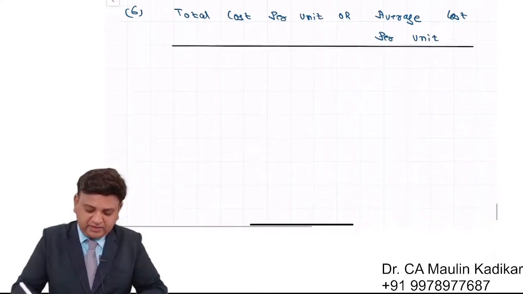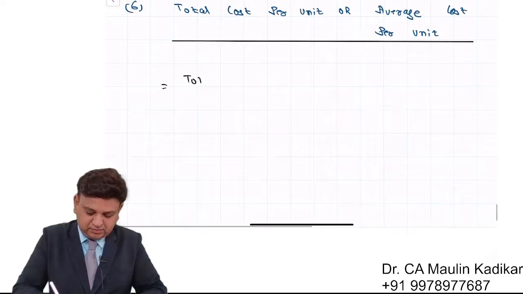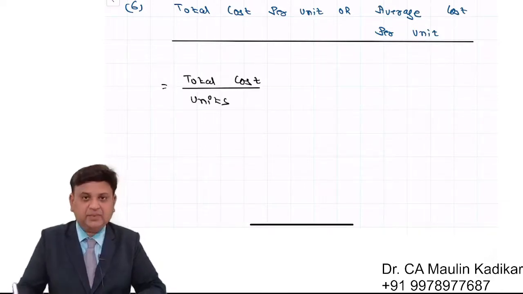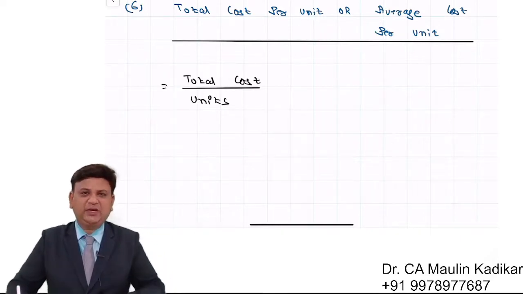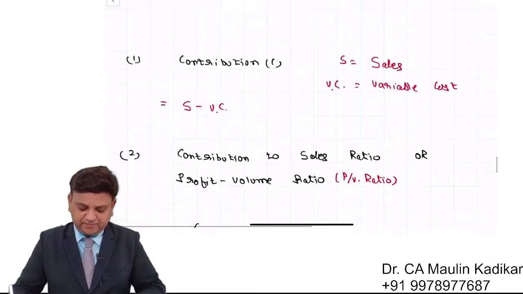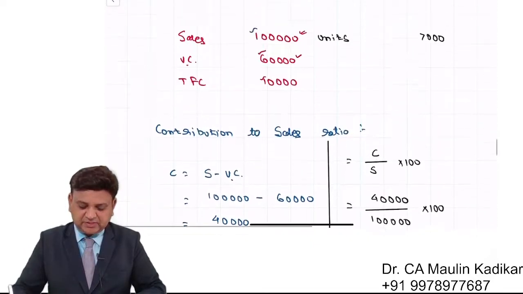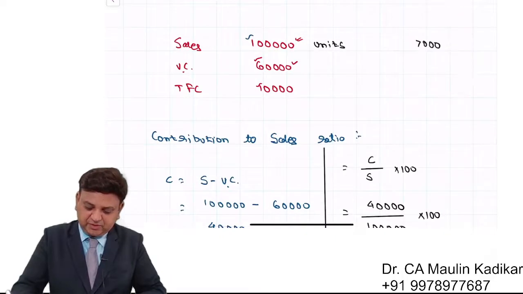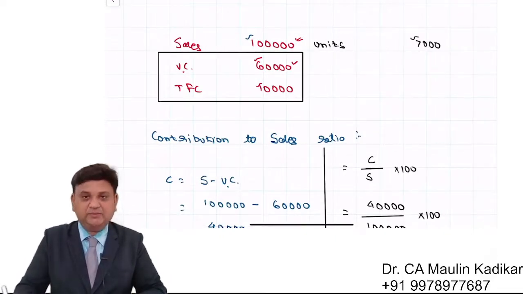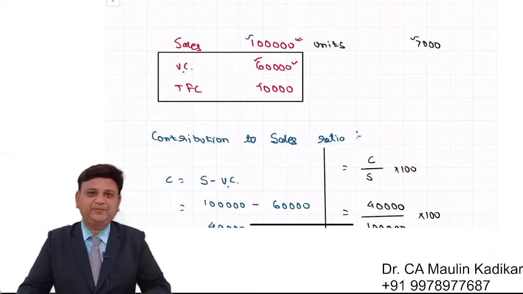Yeah, it will be calculated as total cost divided by number of units. See, in the example which we are doing, the total cost is an amount of 70,000. That is, say, 60,000 plus 10,000. So it is 70,000. 70,000 divided by 7,000 comes to 10 rupees per unit. That is the way the total cost per unit can be calculated.